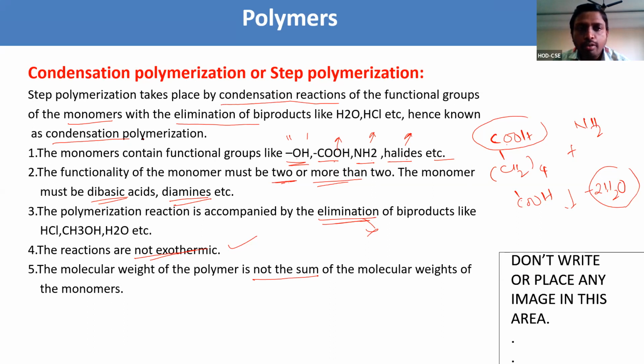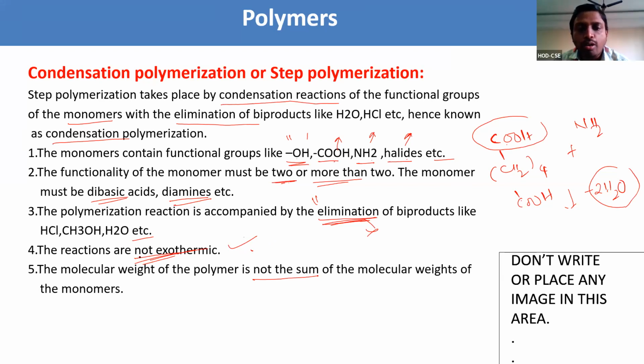Only then does it undergo a condensation polymerization. The monomer must be dibasic and diamine. It is accompanied by the elimination of byproducts like HCl, methyl alcohol, and H2O. It is not an exothermic reaction, because we are not converting any pi bond to sigma bond and liberating energy.